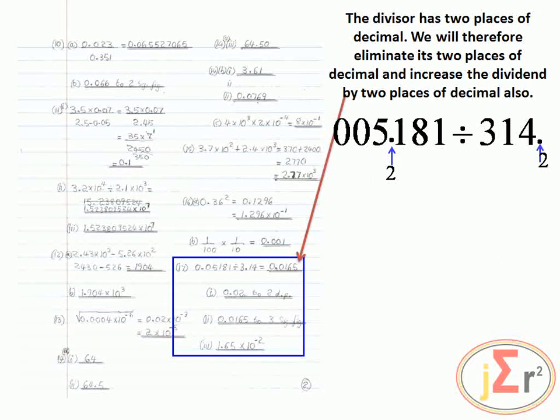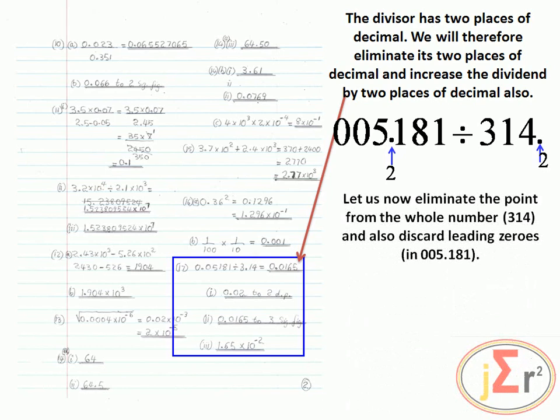Two places of decimal. Let us now eliminate the point from the whole number, from 314, and also discard the leading zeros in 005.181. But we cannot eliminate the point here. We are discarding the leading zeros and we are eliminating the point here, since we have a whole number right there. So that is what our problem looks like.